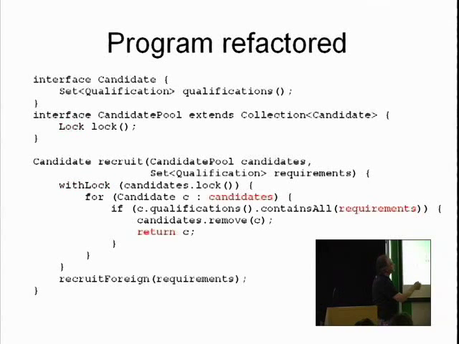Here we're referring to local variables from the enclosing scope that are not final. Okay? We have candidates and we have requirements. Now, we don't actually assign to those variables, so we could have just made them final. It's no big deal. But there's another thing in here: we have a return statement inside this code.